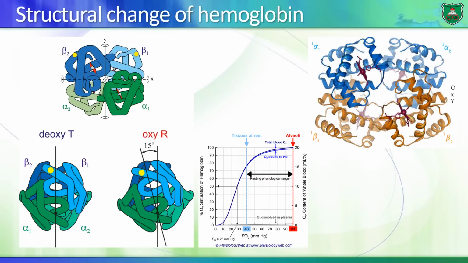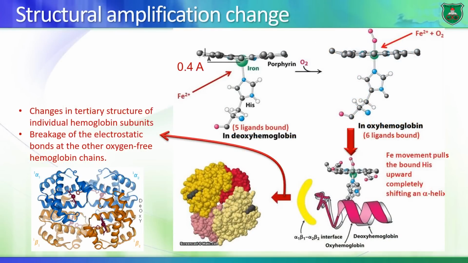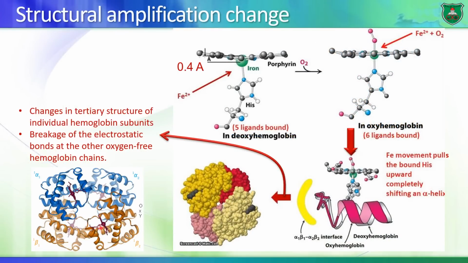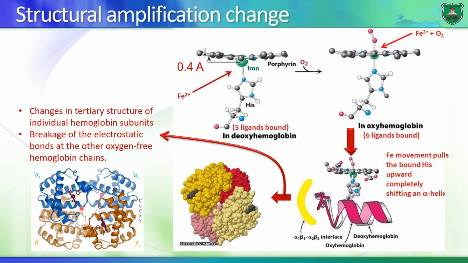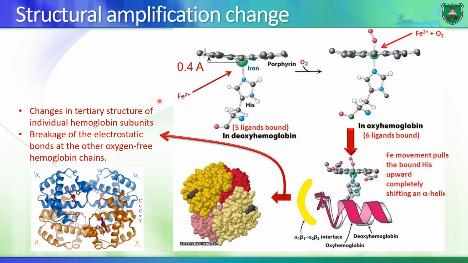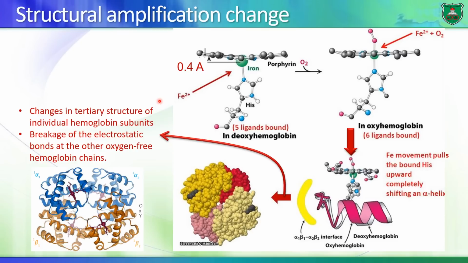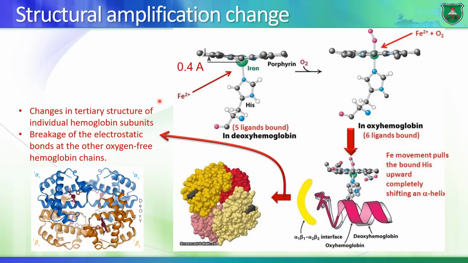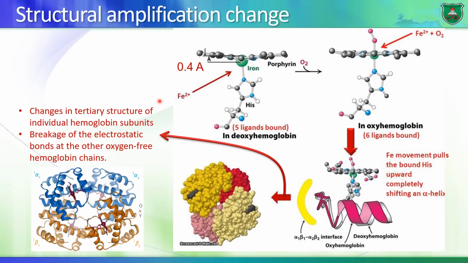Now, why is it that hemoglobin has these two structures? Well, what happens is that you have gradual changes in the quaternary structure of hemoglobin, starting with a little change in the structure of the heme molecule itself. So remember, proteins have 4 levels of structures: the primary, secondary, tertiary, and quaternary. Quaternary is the overall structure of proteins that are made of more than one polypeptide.